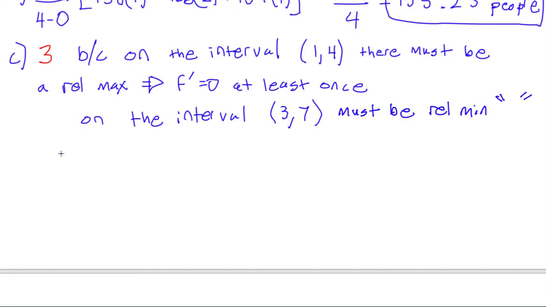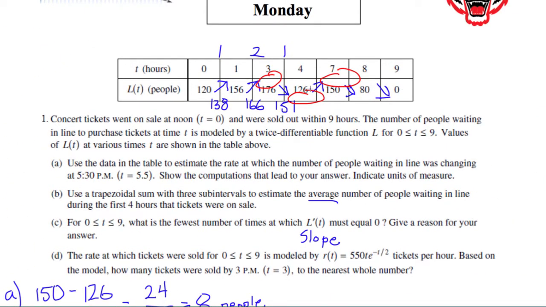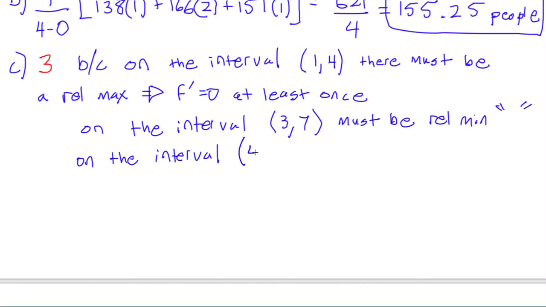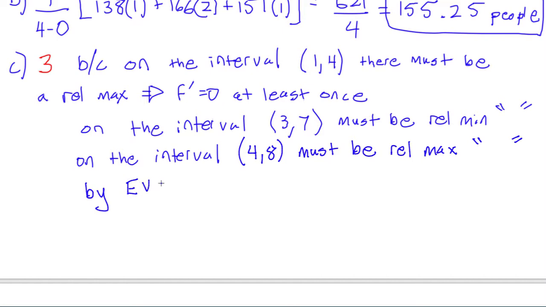And then finally on the interval, the next one is going to be between 126 and 80. There should be some sort of relative max, so between 4 and 8. So on the interval 4 to 8 there must be a relative max. Again, for the same reasoning, f prime must be 0 at least once, and all of that by EVT, the extreme value theorem.